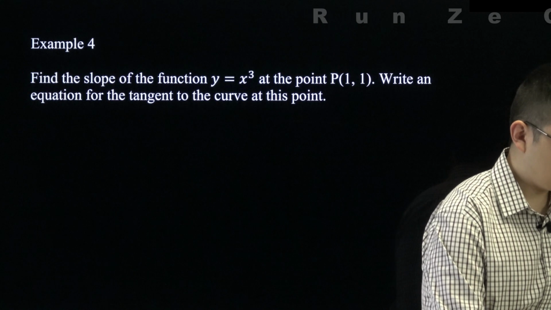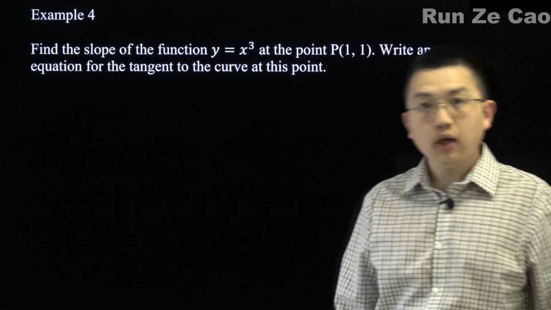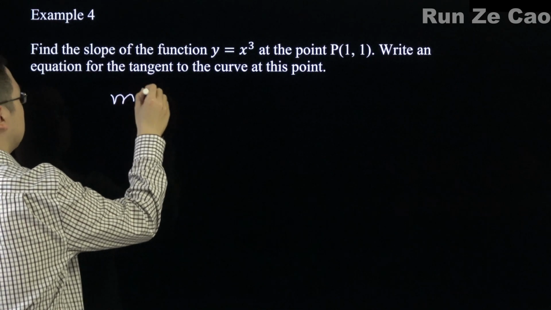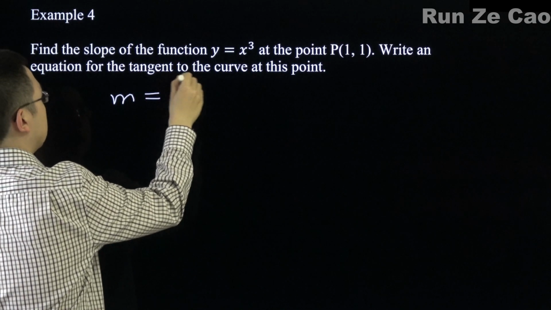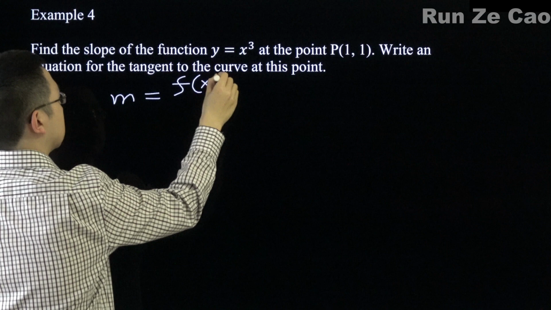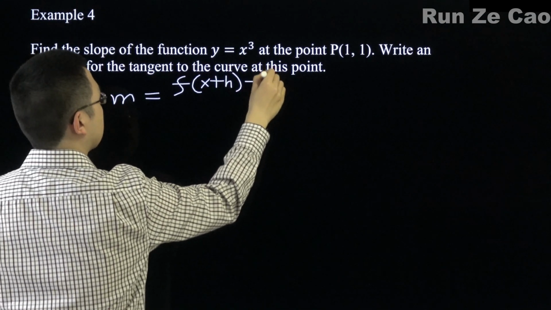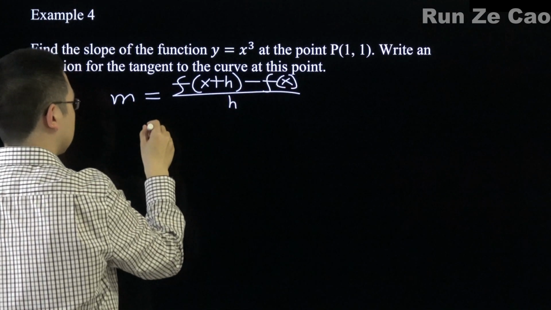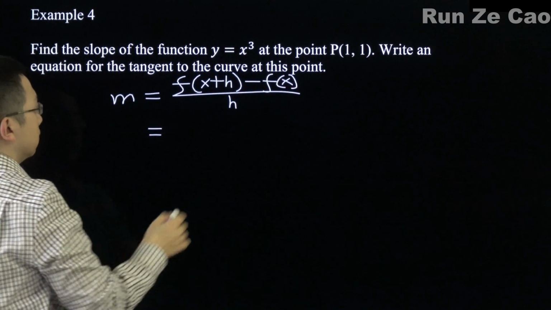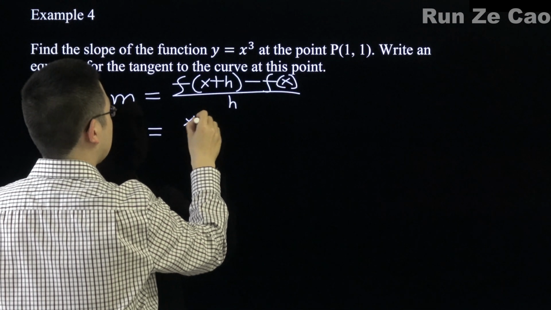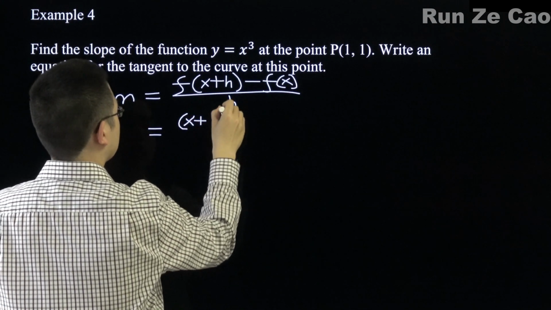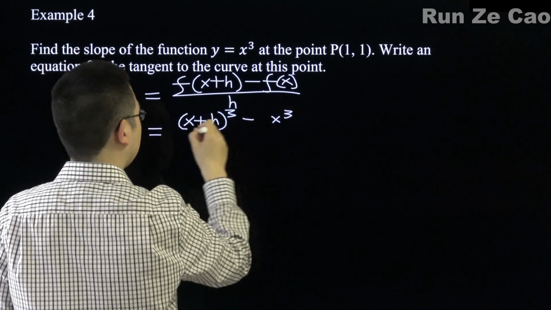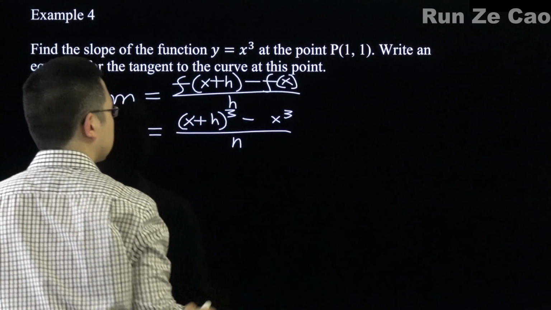When we want to find the slope of this function, what do we get? Well, we go through the same old steps, and we get f of x plus h minus f of x over h. Okay, so this is x plus h to the third power minus x to the third power, and this is all over h.